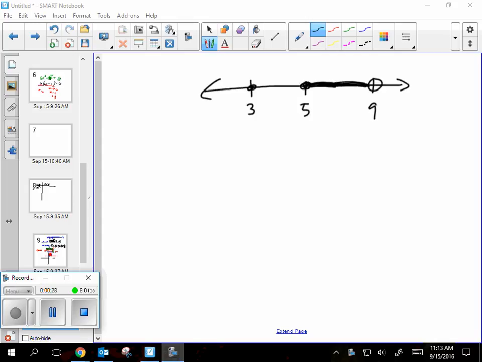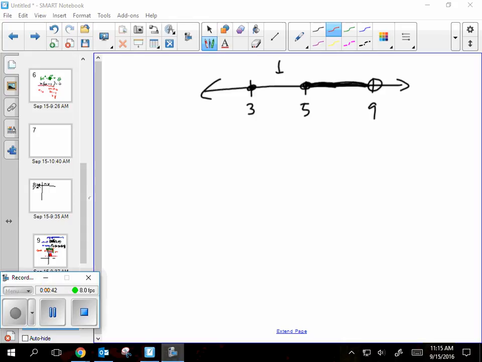And yeah, this point's included, but there's a gap in here. How are you going to handle that? I'm going to pause for a second while you try to write that in interval notation. All right, so here's how you should have done this one.